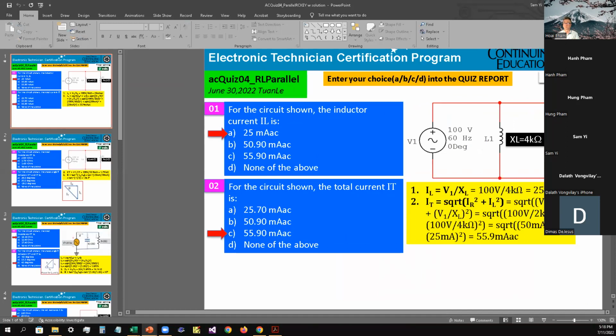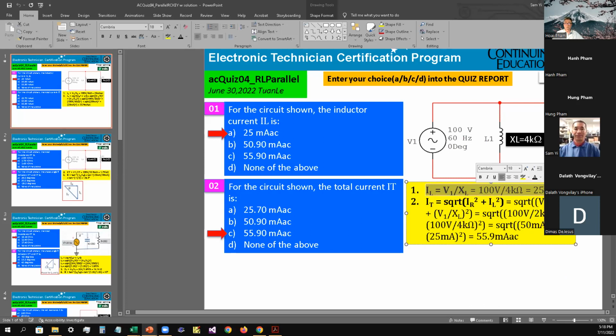Okay, so can everybody see my screen? Okay. Number 1, for the circuit shown, the inductor current IL is, okay, so IL is going to be going through here. So you're going to take the voltage here, divided by XL, that is what you have here. And so the answer comes up to 25 milliamps. So the answer is A as in apple for number 1.